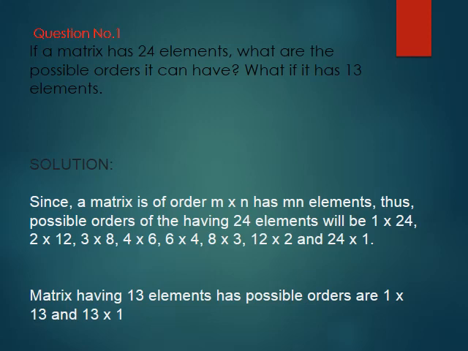And if a matrix has 13 elements, it can be arranged in only two ways. Either it can have one row and 13 columns, 1 cross 13, which is a row matrix, or 13 cross 1, which is a column matrix.